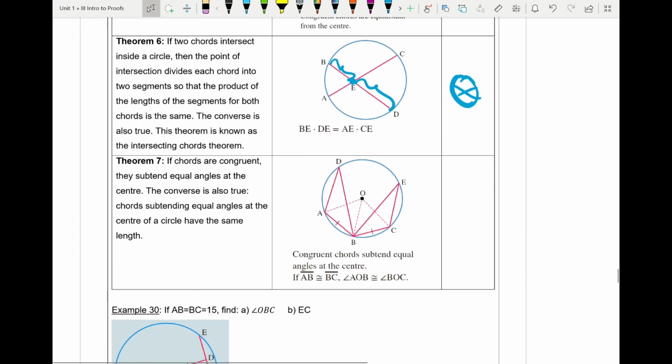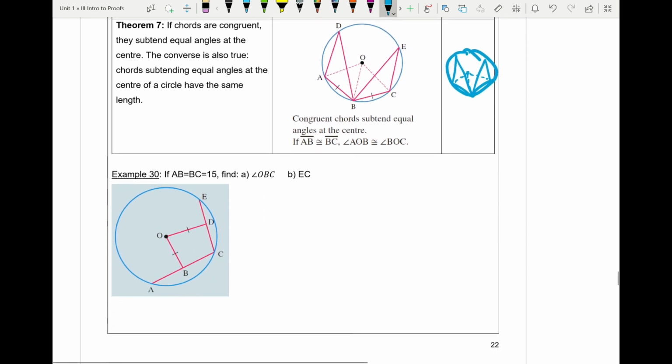Okay, theorem 7 looks to be the most complex, right? We've got many lines here, and what we're saying here is congruent chords subtend equal angles at the center. So if AB is congruent to BC, then the angle AOB is equal to the angle BOC. And the symbol we get for that is really just a recreation of what's over here. So we've got our dot in the center, we've got two triangles coming out from the same points, we have two chords either side, and then dotted lines going to the center.